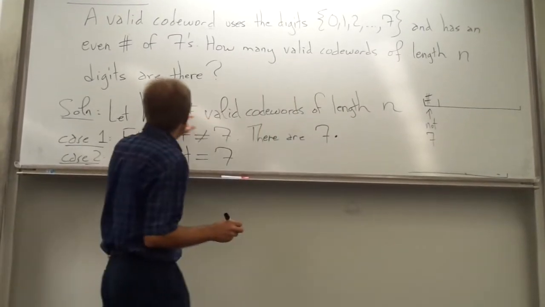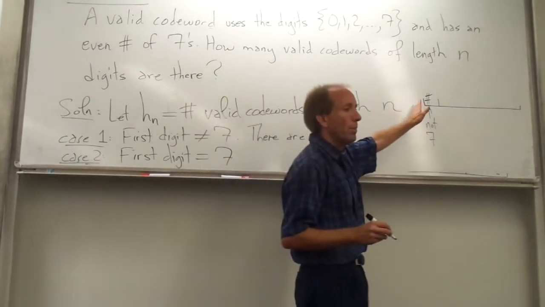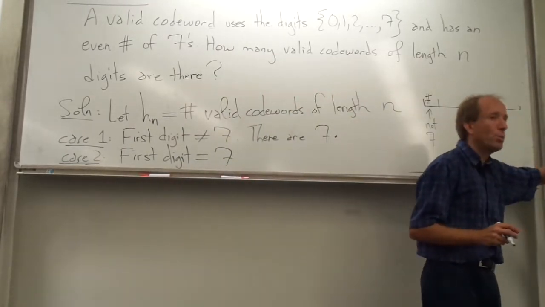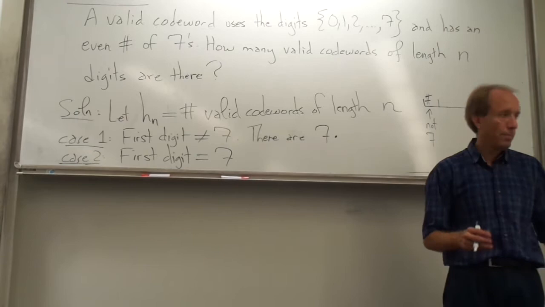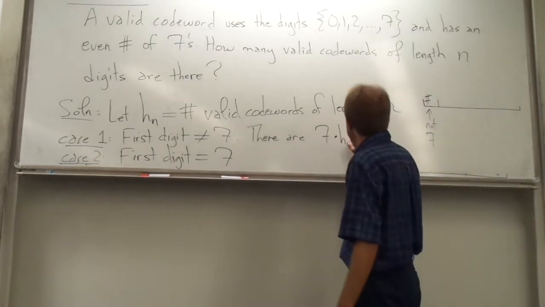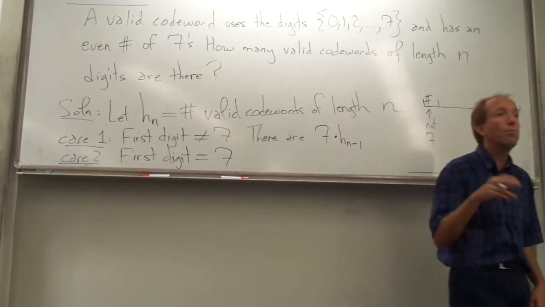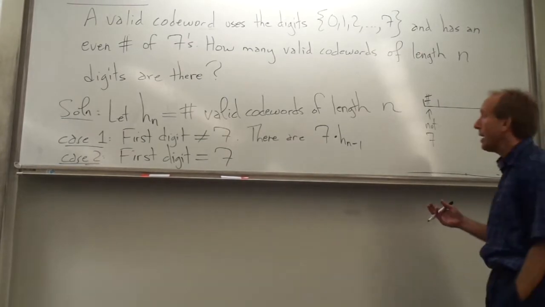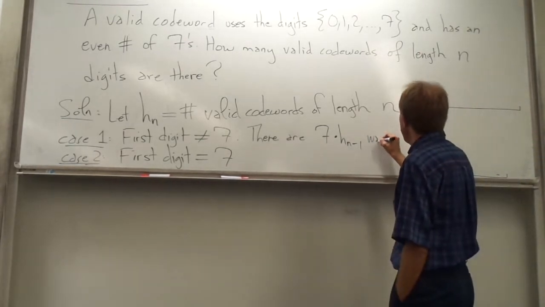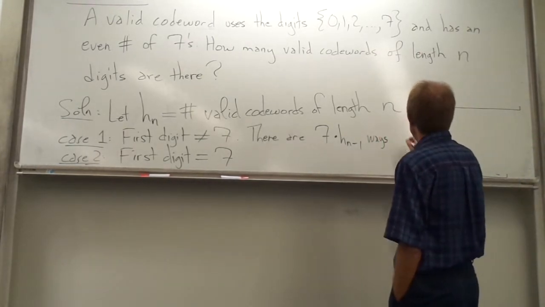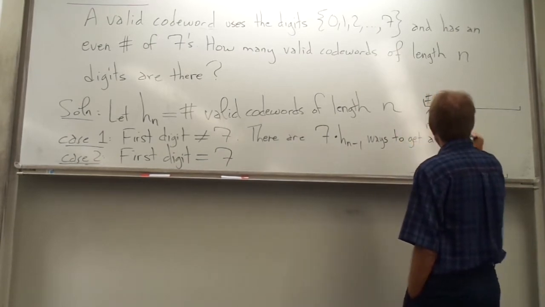So that's the 7 taking care of the first position, but what about the remaining n minus 1 digits? Exactly, you basically have h sub n minus 1 ways to finish writing that out. So there are that many ways to get a valid code word.